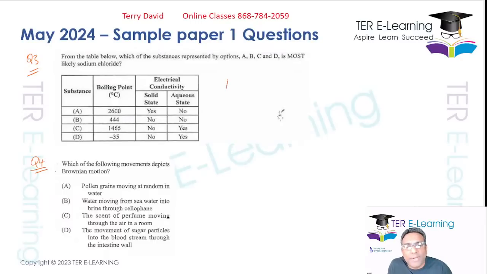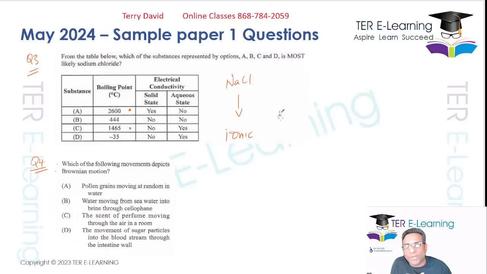Now, sodium chloride, which is NaCl, is an ionic compound. So therefore, we expect the boiling point to be very high. So it could potentially be 2600 or it could be 1465. Those are the two highest numbers.